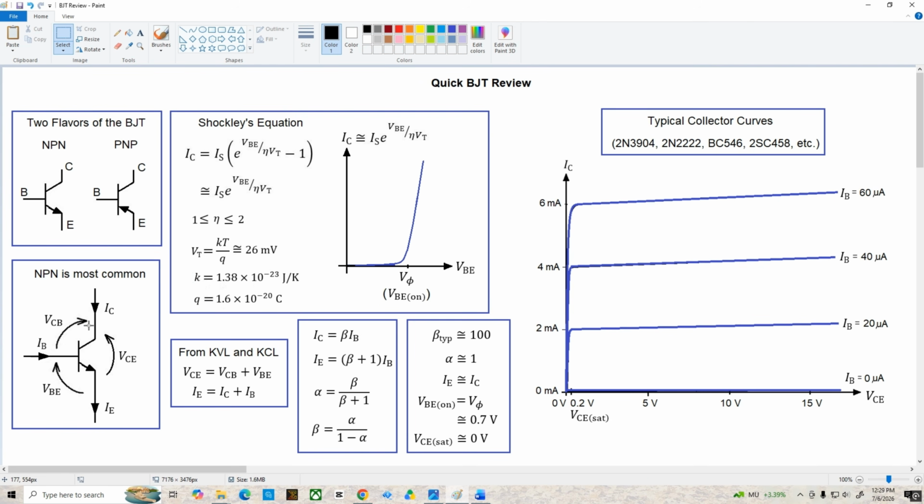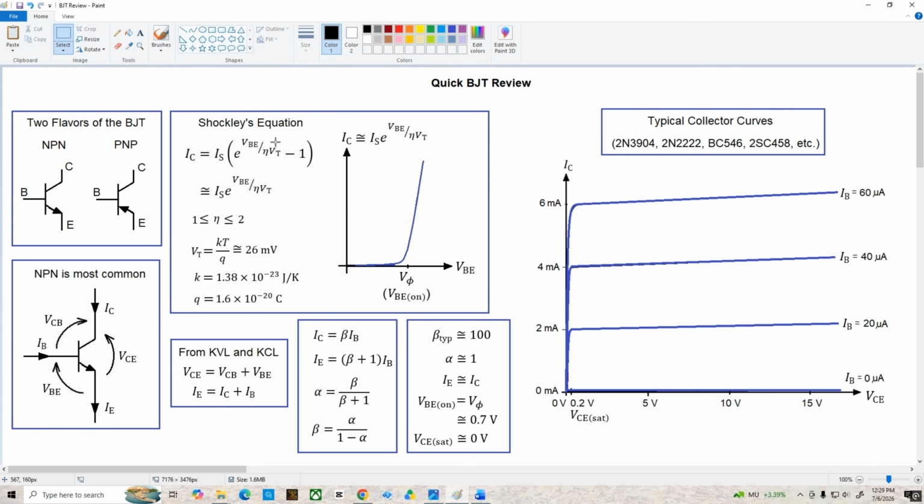Now, fundamentally, the transistor is described by Shockley's equation, which we see here, and it says that the collector current is equal to the saturation current I sub S times this ugly exponential here, e to the VBE, where VBE is the bias applied from base to emitter, divided by eta times VT. Eta is the emission coefficient. It ranges somewhere between 1 and 2. Typically it's about 1.5, but very often, just for convenience, we'll pretend it's 1.